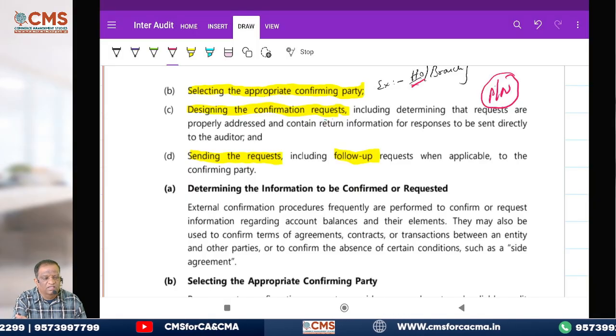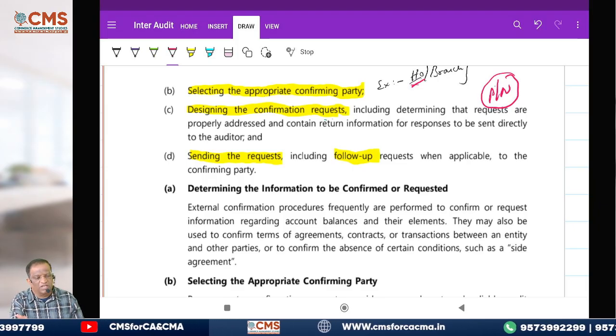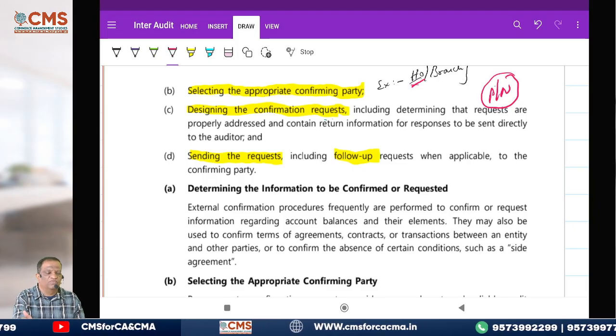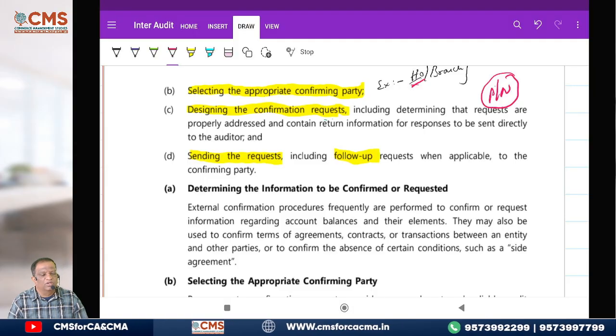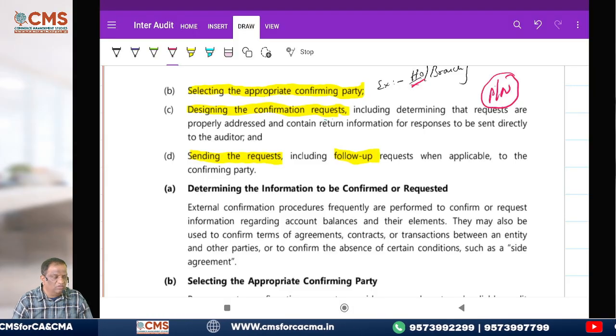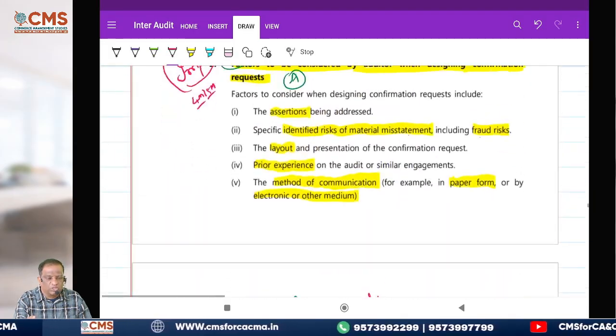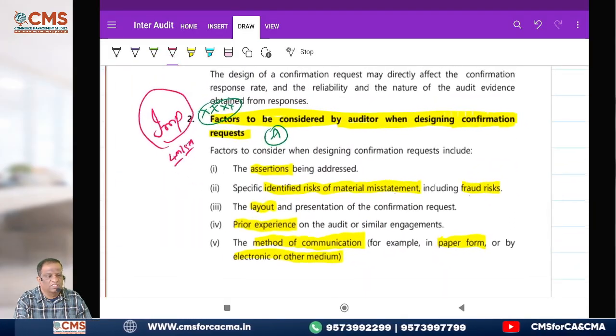And the third one, design the confirmation request. That is, you want it as a positive or a negative confirmation. Then the fourth one, send the request and do the follow-up. So after the method, then send the request, whatever it is, and do the proper follow-ups till the time you get all replies to it. That is what is being asked.